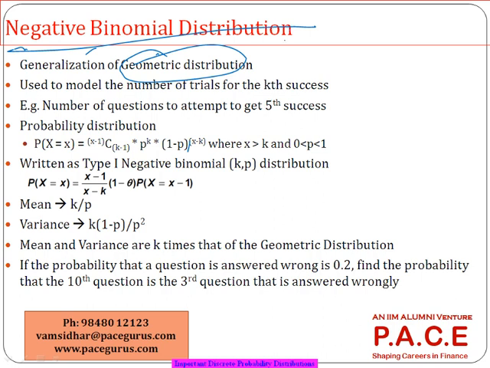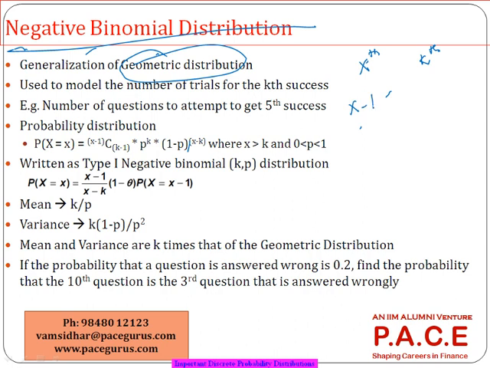If it is the first success, then I can directly use geometric. But if I am looking at the kth success, or the number of failures before the kth success, then I am resorting to a negative binomial kind of distribution, which is a slightly generalized form. So in this case, in some x attempts, let's say the xth trial is my kth success. If my xth trial is my kth success, then what should have been the scenario?